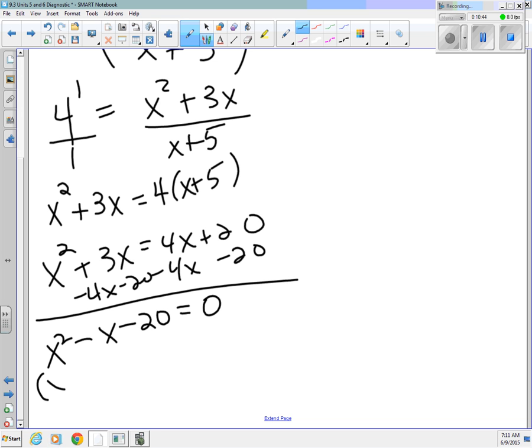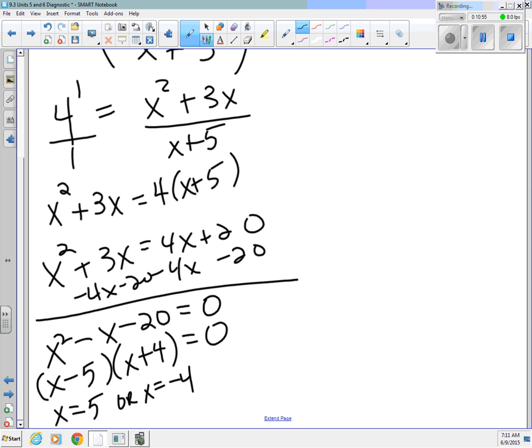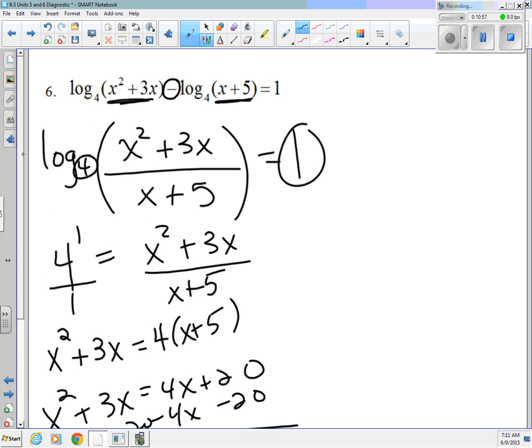This is factorable. It factors into x minus 5 times x plus 4. And so x would be 5, or x could be negative 4. We have to check. If I plug in my 5, I'm good. I have 5 squared plus 3 times 5. That's 25 and 15 is 40. Log base 4 of 5 plus 5 is 10.